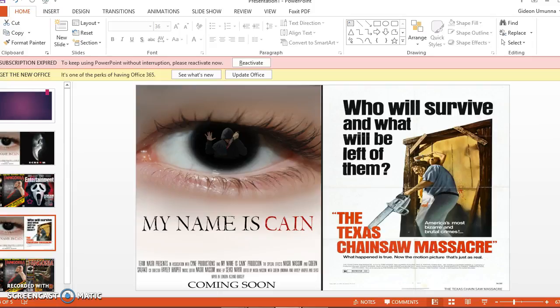Seeing that you feel like you're in hell when you're being chased, you're being attacked by one of these two killers. Other than that, again, this film, Texas Chainsaw Massacre, has a tagline which we don't have. They have about 3 taglines if you really read it. They have a tagline here: America's most bizarre and brutal crimes.